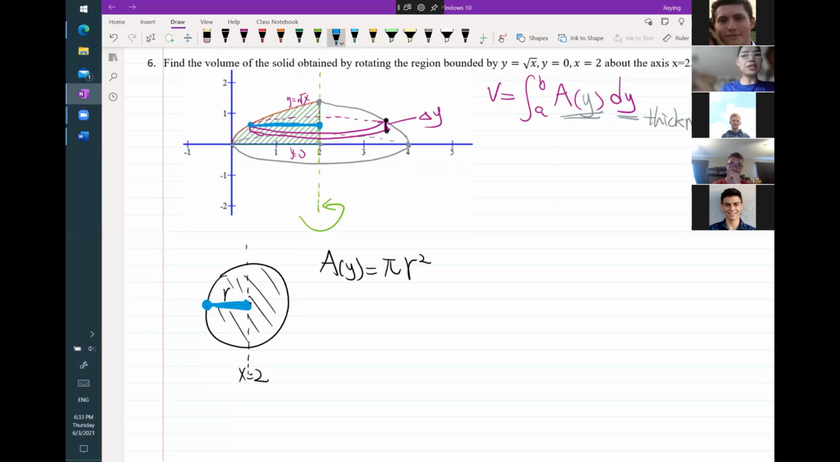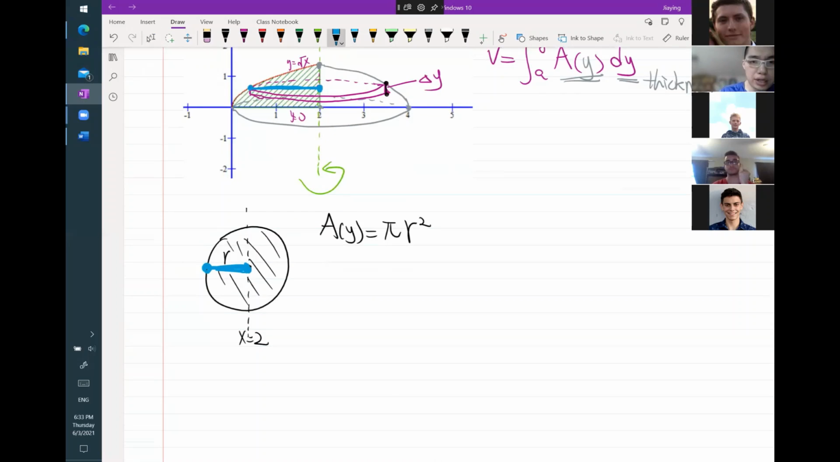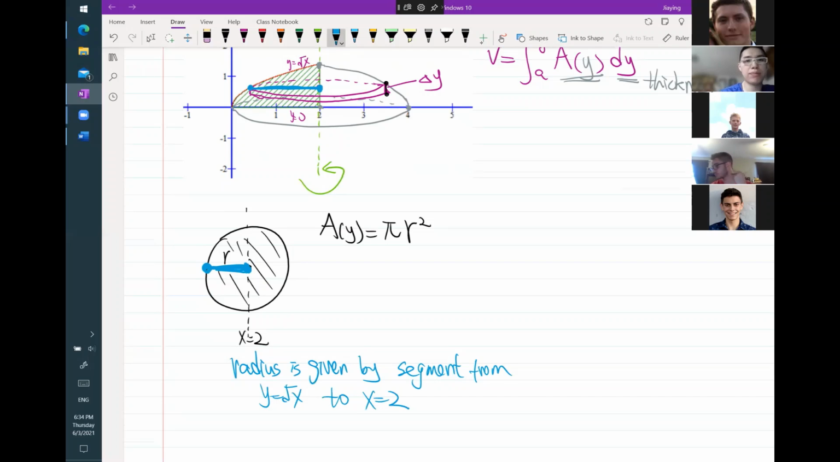Well, how long is that segment, right? That segment is given by the distance from the red line, y equals square root of x. Let me write it down. Radius is given by the segment from y equals square root of x to x equals 2. So that part gives me the radius.